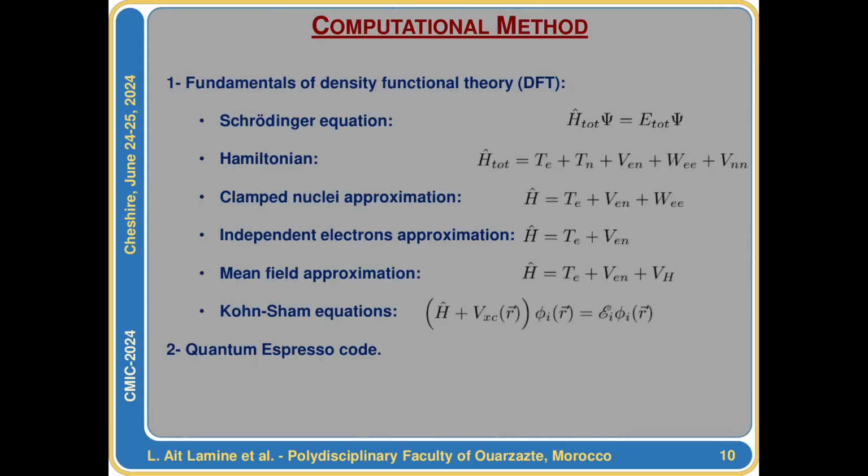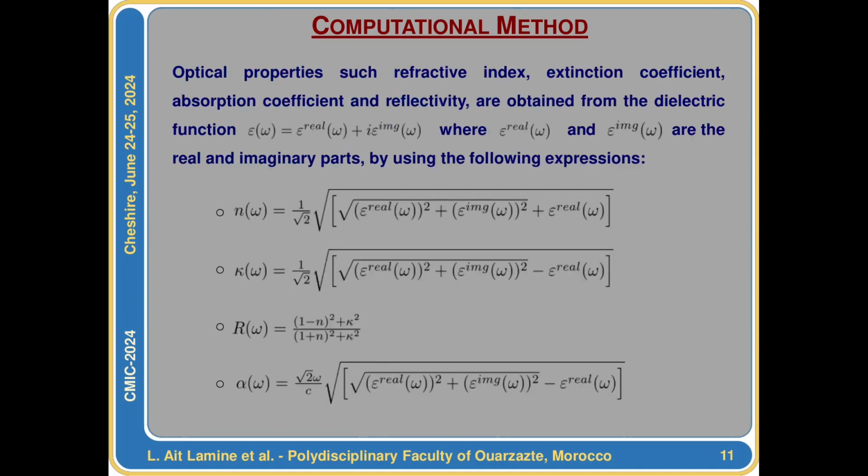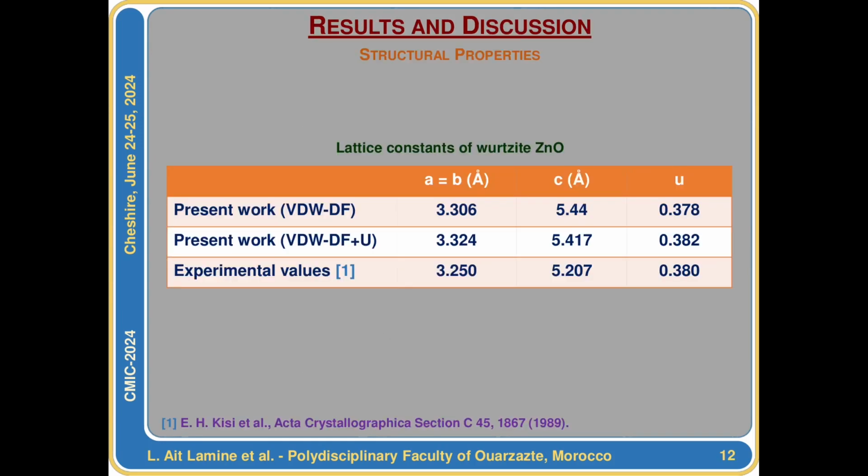Now I will move to the computational method. The physical properties have been studied by using DFT as implemented in the Quantum Espresso code. The optical properties were obtained from the real and imaginary parts of the dielectric function by considering these equations. Now I will move to the obtained results and their discussion, starting with the structural ones.